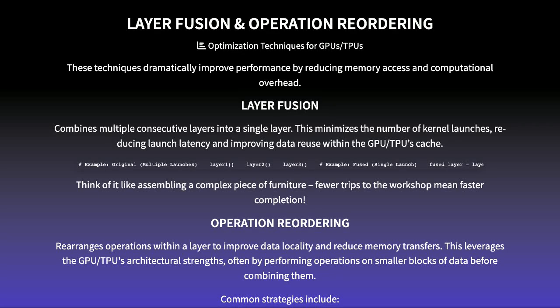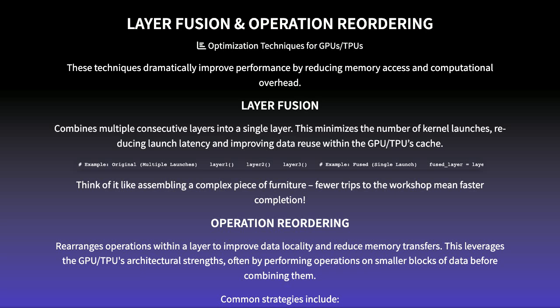Okay, let's talk about two key ways we can boost performance on GPUs and TPUs. First up is layer fusion. Basically, we're combining multiple consecutive layers into a single new layer. This minimizes the number of times the GPU has to launch kernels, which significantly cuts down on startup time and helps keep data closer together in its memory cache. It's like streamlining a process. Then there's operation reordering.